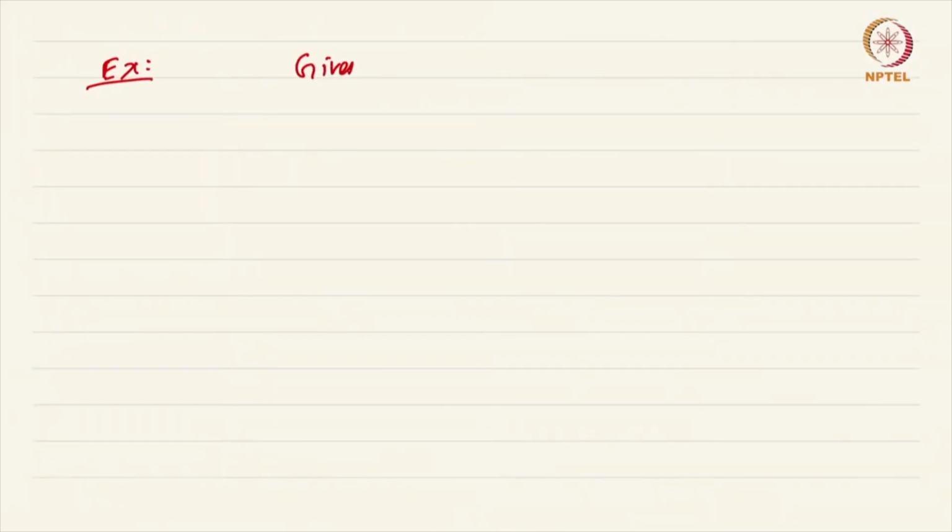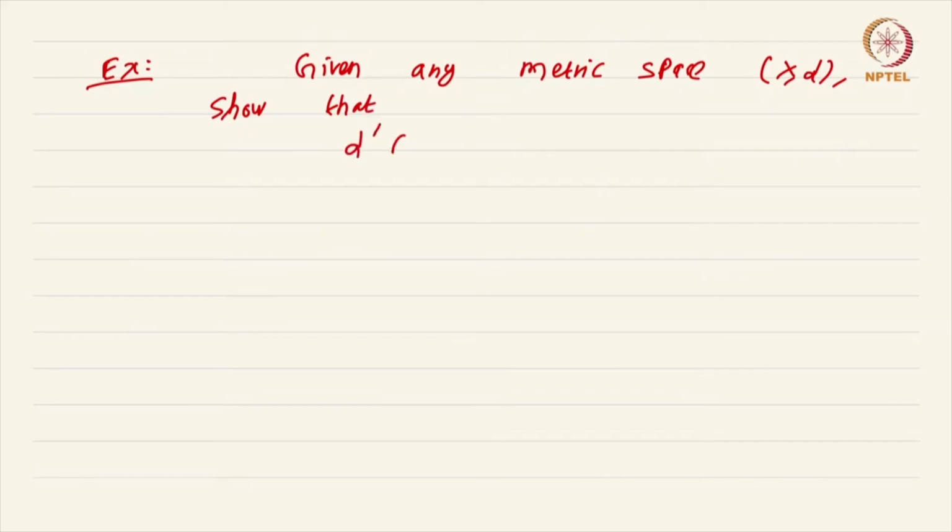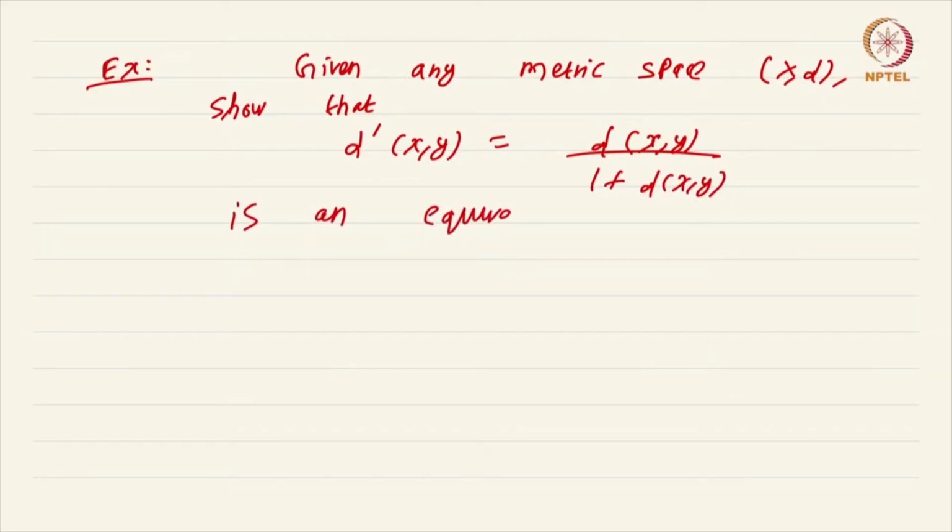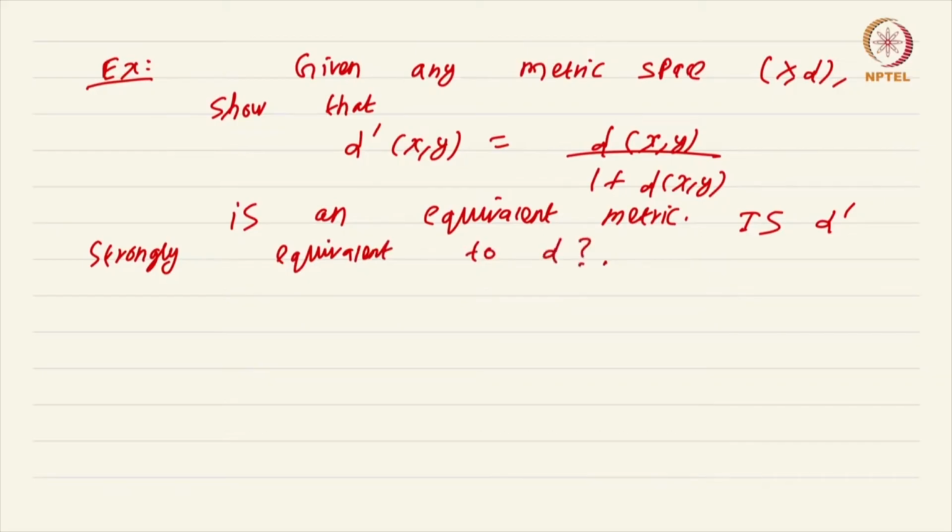Given any metric space (X, d), show that d prime(x,y) equal to d(x,y) divided by 1 plus d(x,y) is an equivalent metric. Is D prime strongly equivalent to D?